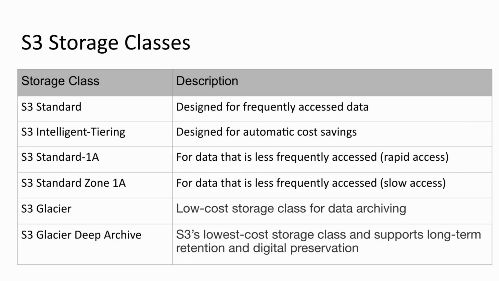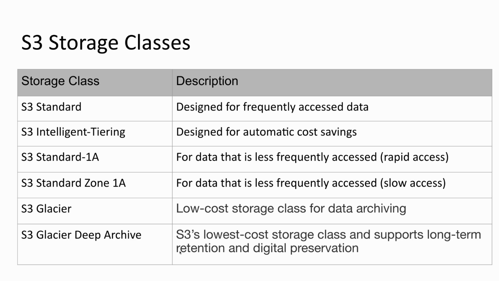As far as storage classes, there's a number of different storage classes, and I won't read all the details of these. You can take a look at these yourself, but S3 Standard is the out-of-the-box storage class that you get by default, and it's used for frequently accessed data. And as we go down the chart here, you're going to get less frequent access, and it also lowers the cost.